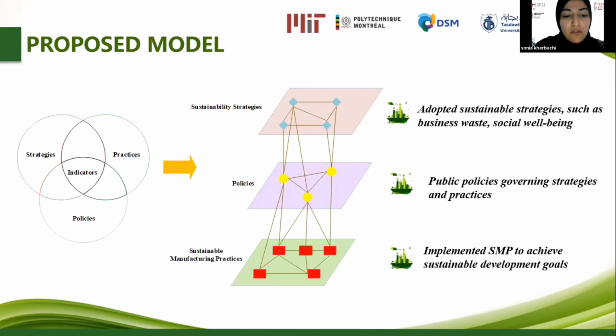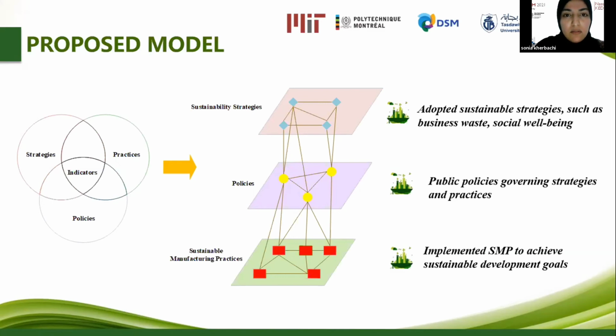The first layer is made up of the adopted sustainable strategies, such as business waste or social well-being. And secondly, the random walk simulation. As you can see in the layer, we present a random walk that strolls in the constructed object-user network. So they jump from one layer to another based on their interconnection or interdependencies.